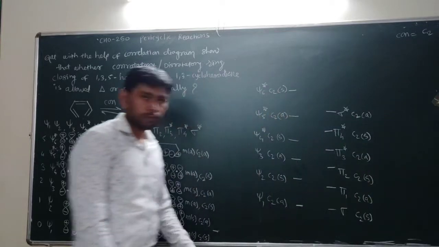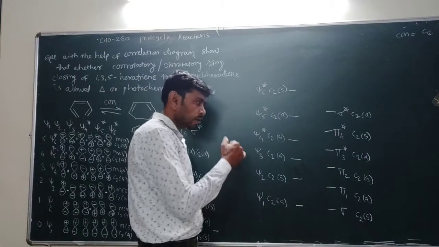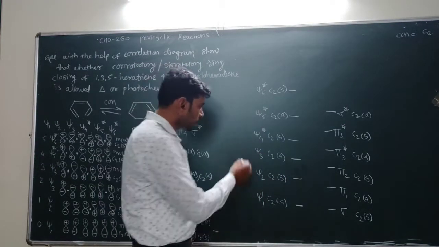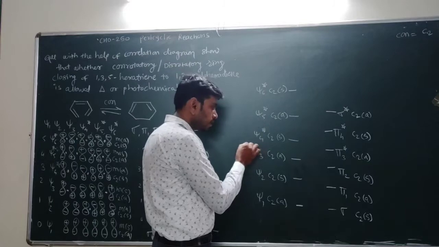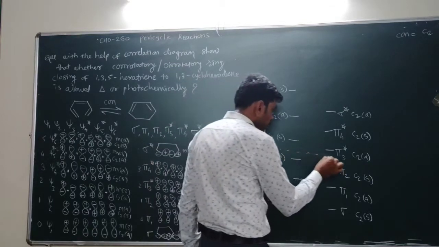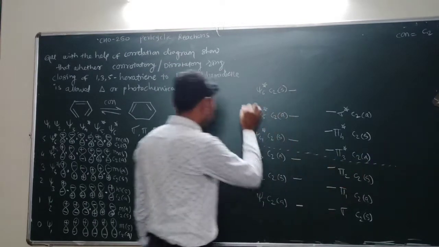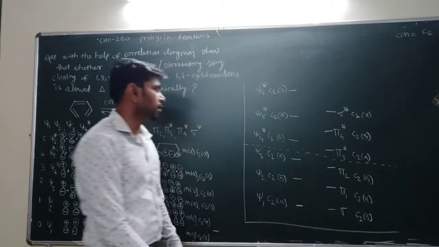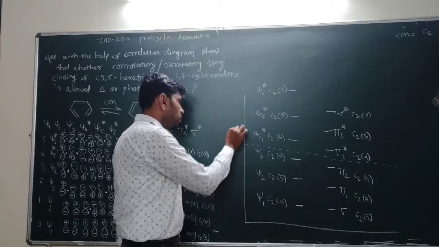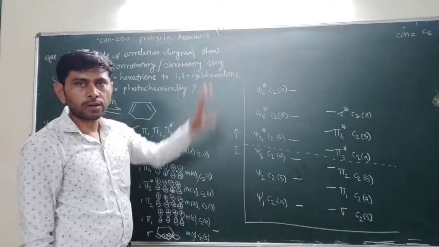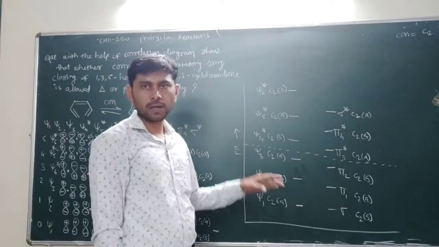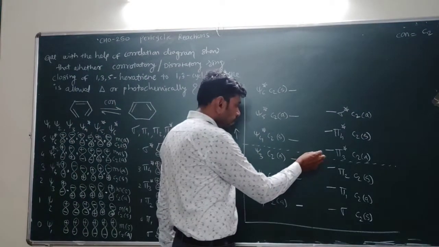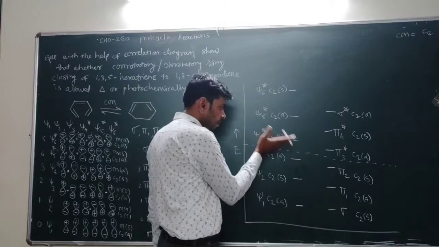Now we have to draw the line between the ground state and the excited state. Ground state orbitals are the bonding ones, and anti-bonding orbitals belong to the excited state. So we drew the line between ground state and excited state. This is the energy graph, so energy goes on increasing from Psi1 to Psi6 star.